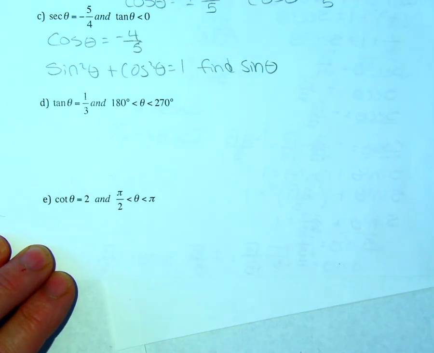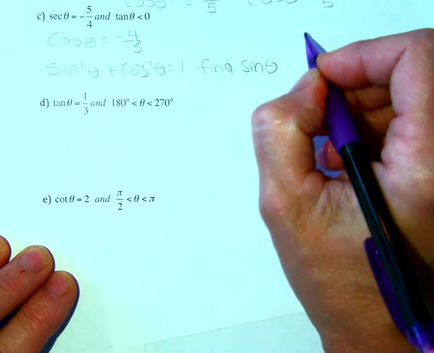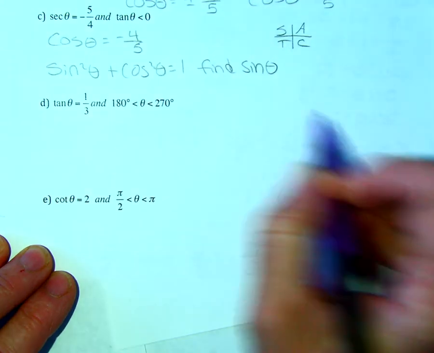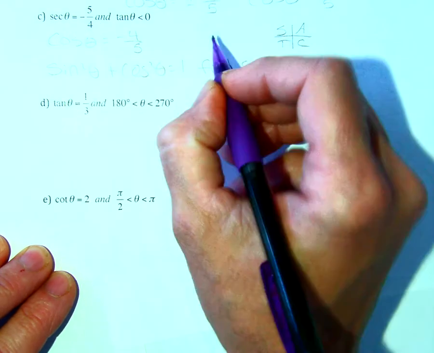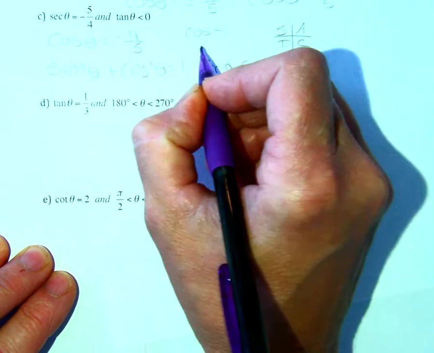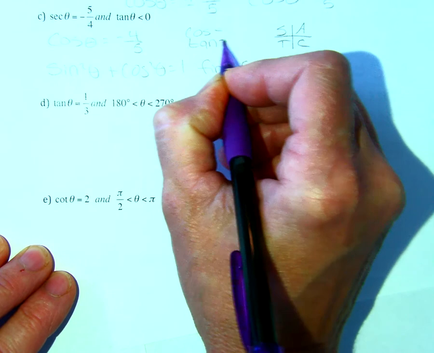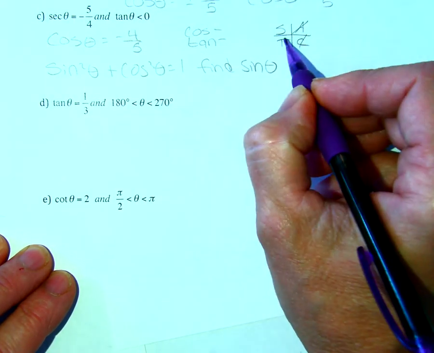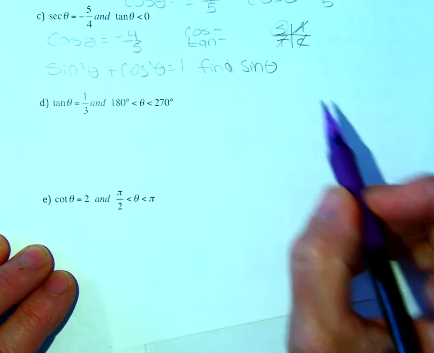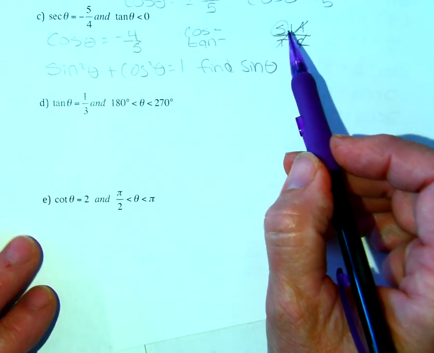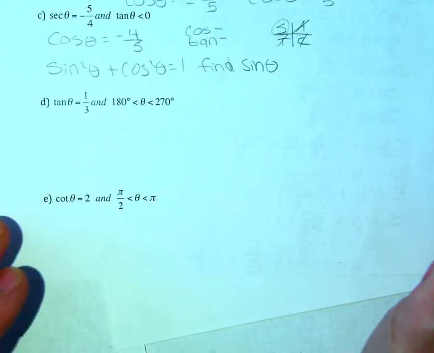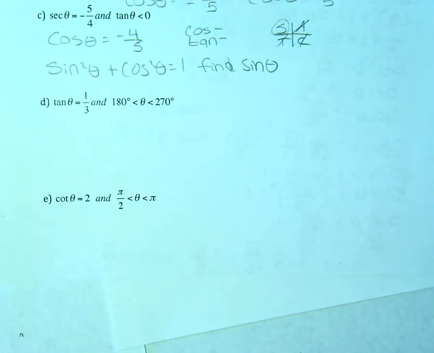Now, as far as the signs of the trig functions, we do the little All Students Take Calc for this one again. Secant is negative, which makes cosine negative, and tangent is negative. So if cosine is negative, it can't be here or here, and if tangent is negative, it can't be here. So if you did this problem, only sine and cosecant would be positive. Everything else would be negative. And again, this is just how to start these, not to actually do them.